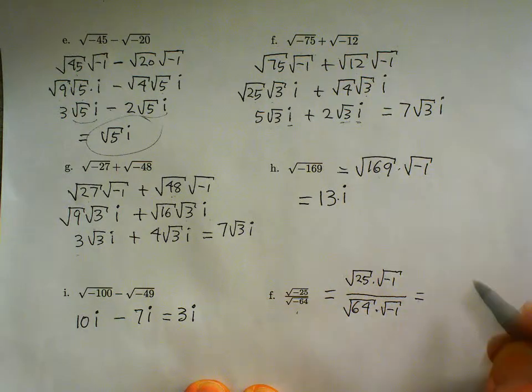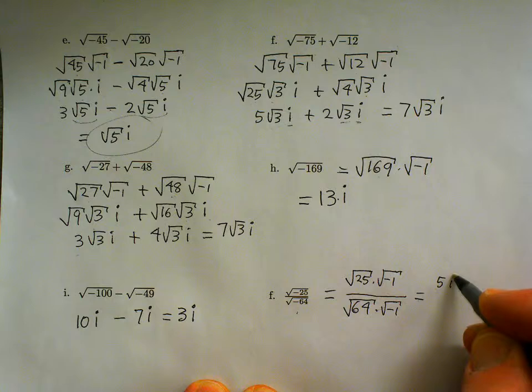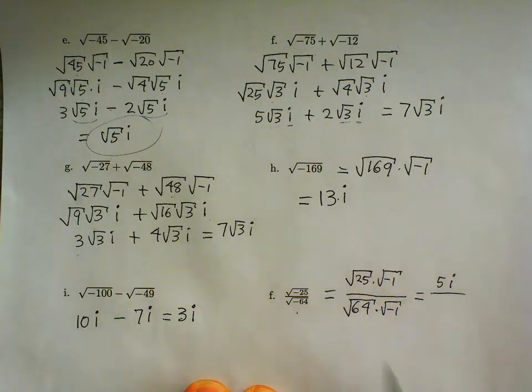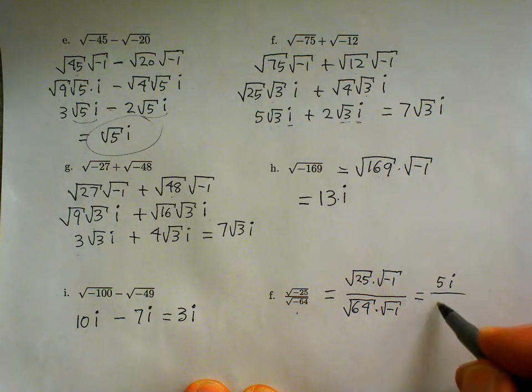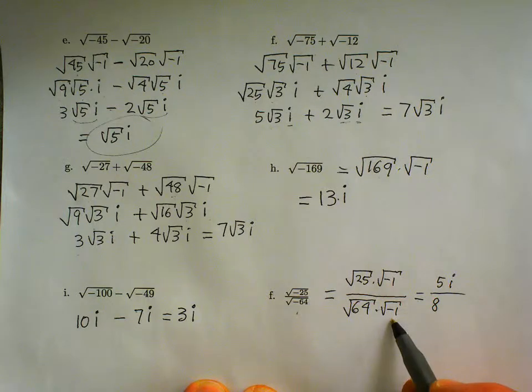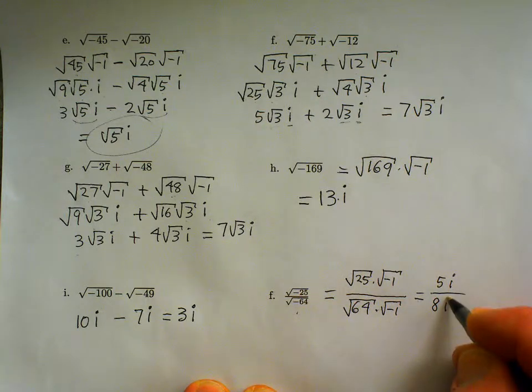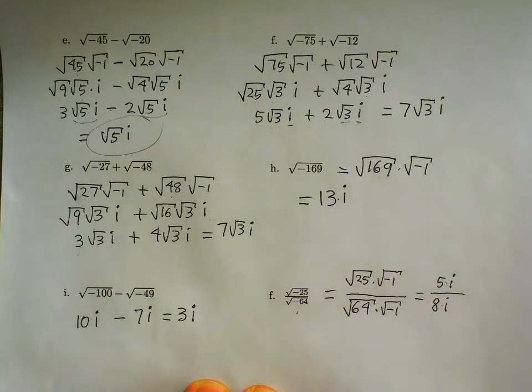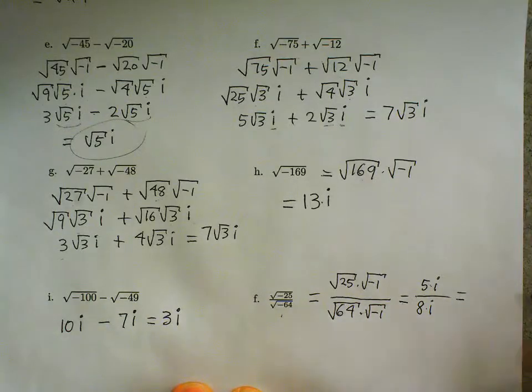In the numerator, the square root of 25 is 5. The square root of negative 1 is i. In the denominator, the square root of 64 is 8. And the square root of negative 1 is i. We can simplify further because both the numerator and denominator have a common factor of i. So our simplified answer is a real number, 5/8.